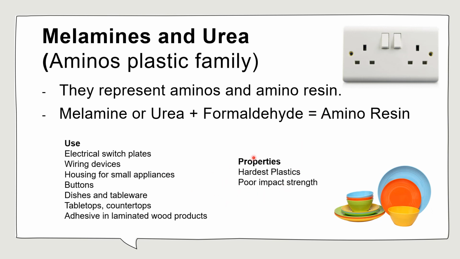It's the hardest plastic, but it has poor impact strength. So we use it for electrical switch plates like that. At home, you can see, a long time ago they used metal. Now we're replacing everything with plastic. Wiring devices, housings for small appliances, button dishes, and then tableware, tabletops. Instead of marble, you can use melamines, countertops, adhesive, and laminated wood products.